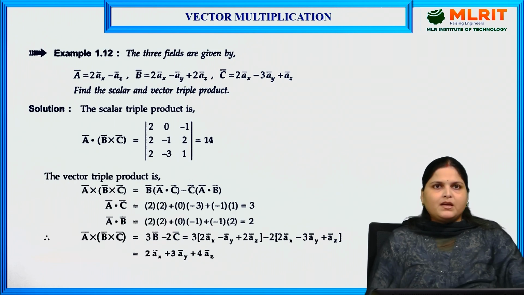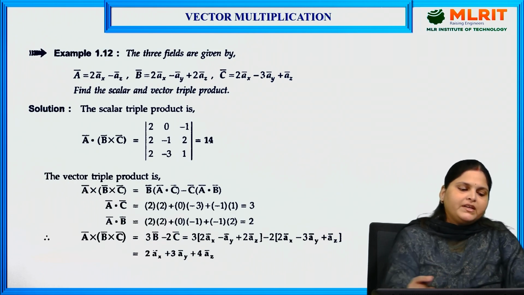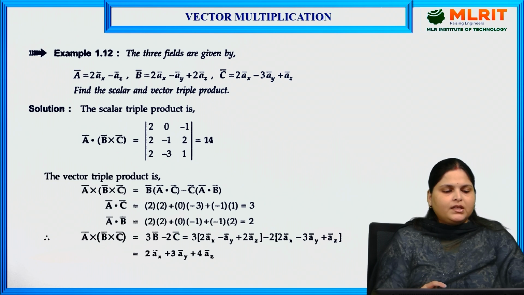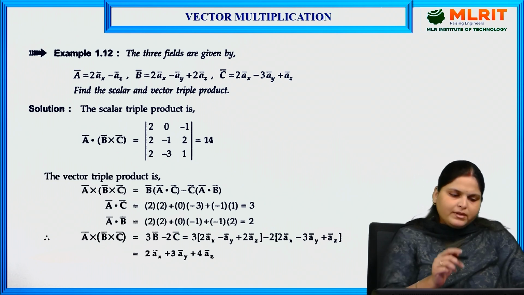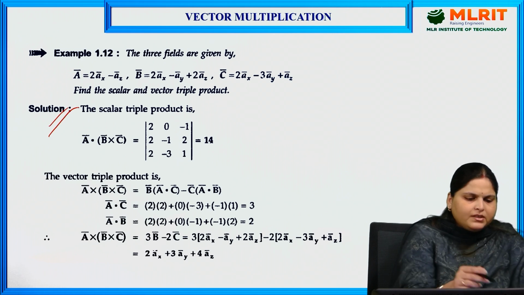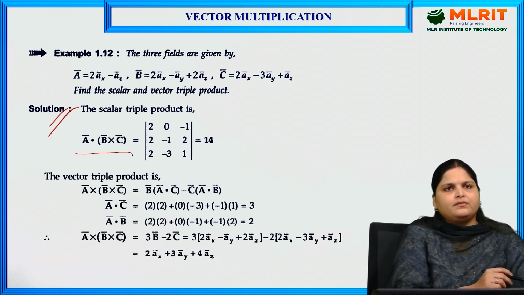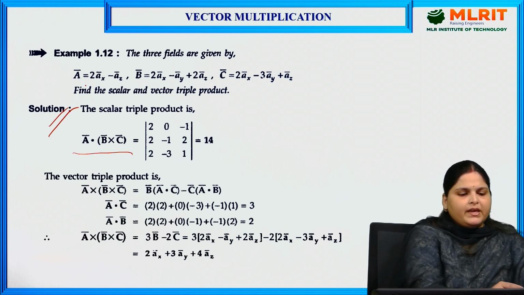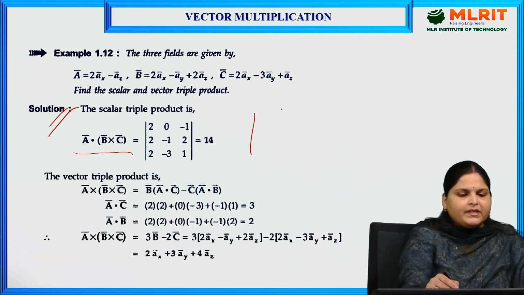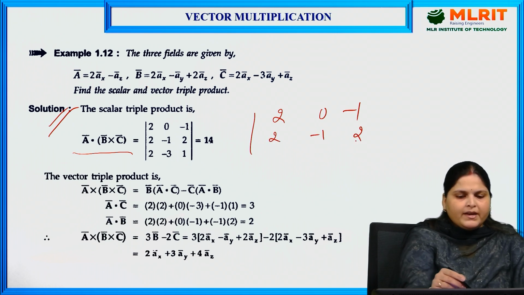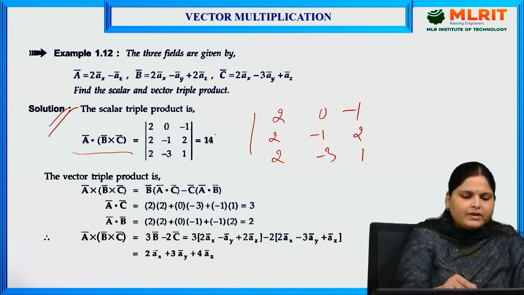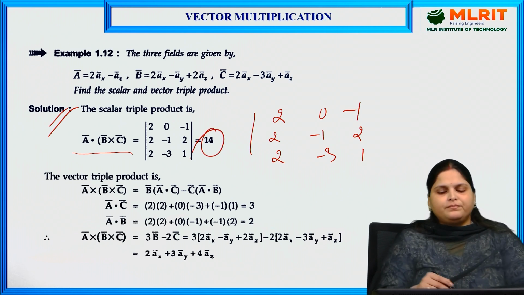Let's take one example. We have three fields given and we need to find their scalar and vector triple products. Okay, so let's first find scalar triple product. Let's find A dot B cross C. How do we write it? A is equal to, the y component is not there, so 2, 0, minus 1. B is 2, minus 1, 2 and C is 2, minus 3, 1. So when we solve it, we will get 14 as the answer.